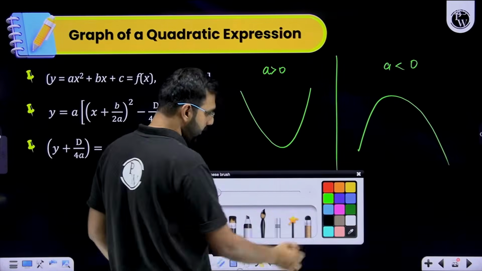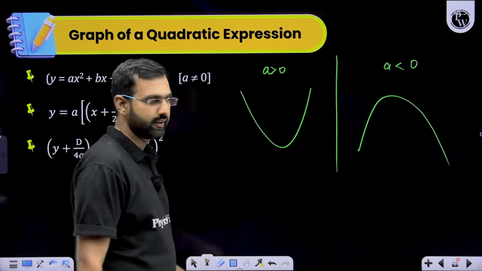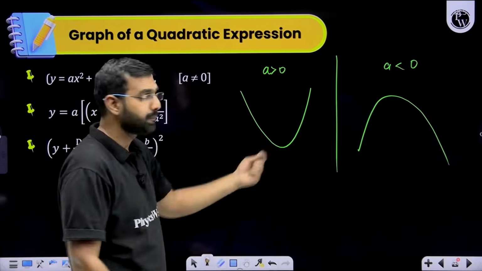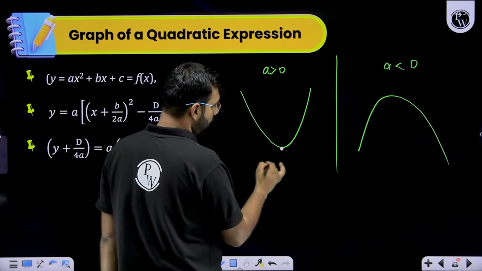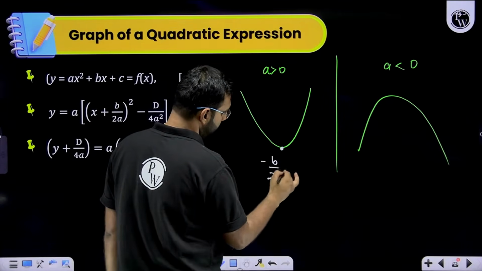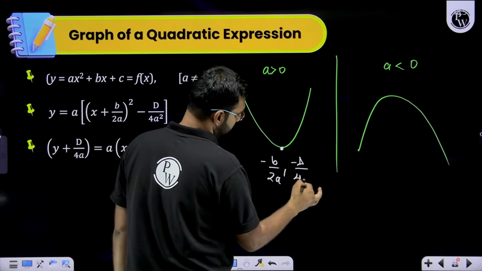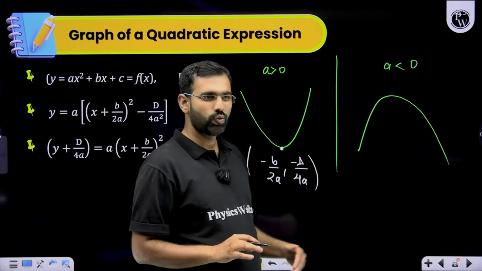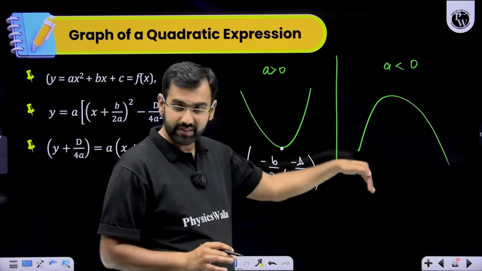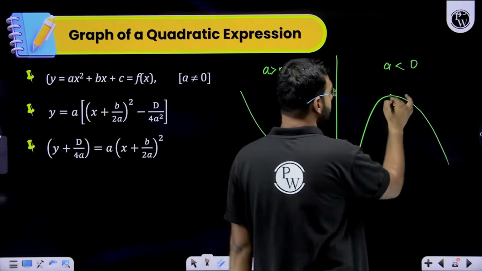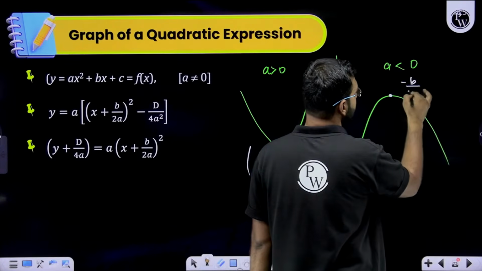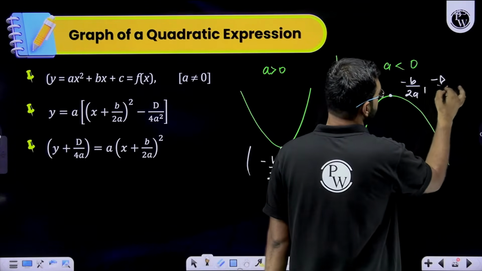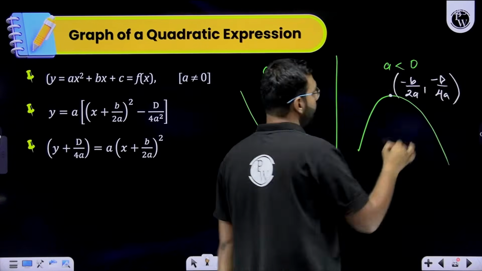And always remember, if the coefficient of x square is positive, it will be having a minima. And that minimum value you will always attain at minus b by 2a. And that minimum value will be minus d by 4a. Similarly, if the coefficient of x square is negative, it will be a downward facing parabola. In that case, you will be having a maxima, and that maxima you will attain at minus b by 2a, and that maximum value will be minus d by 4a.